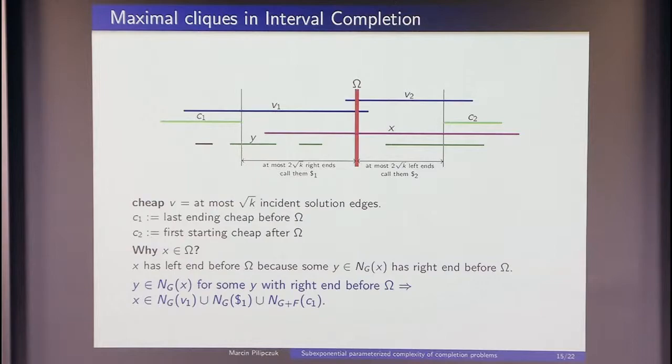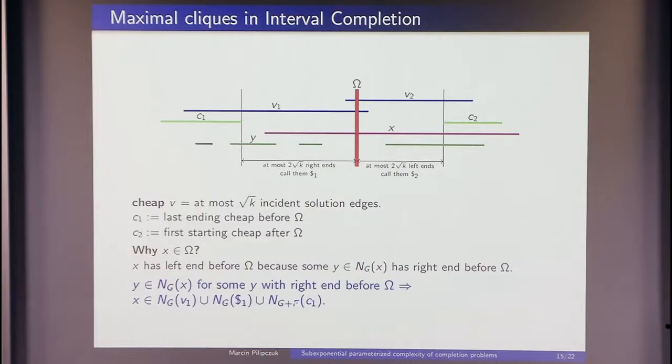This edge can be either to V1, to one of these expensive vertices here, or it can be to somebody later there. I mean, it can be stretched very far away, maybe it's longer. But if it's longer, if it's up here, that means he needs to know C1. So let's look at this formula. He either knows V1, one of the expensive vertices up here, or he knows C1, either in the graph or after adding the solution. Here, F denotes the solution.